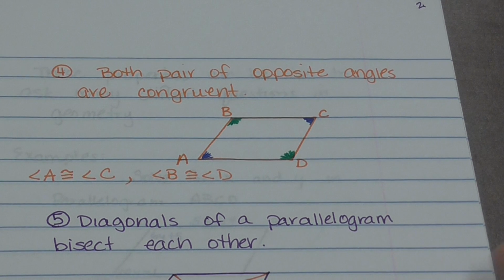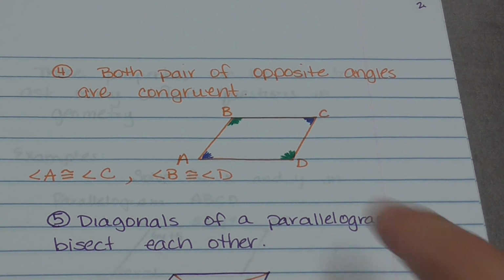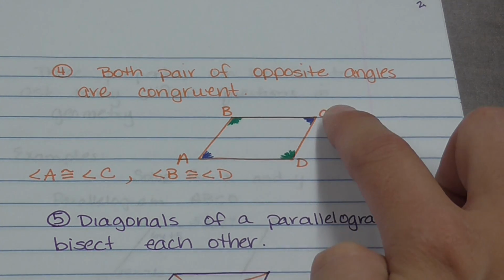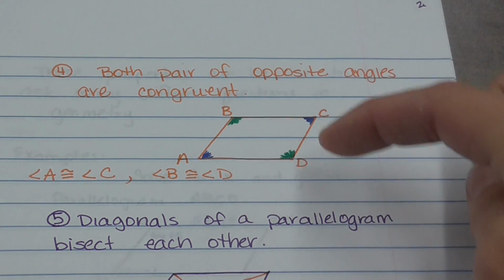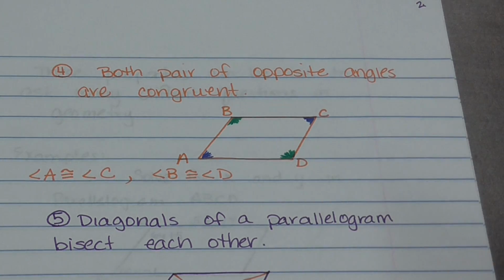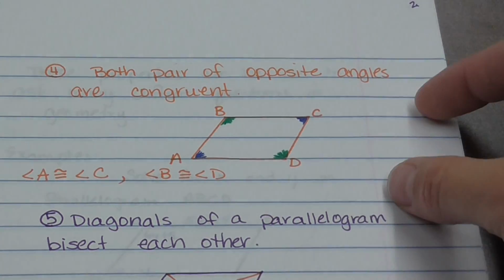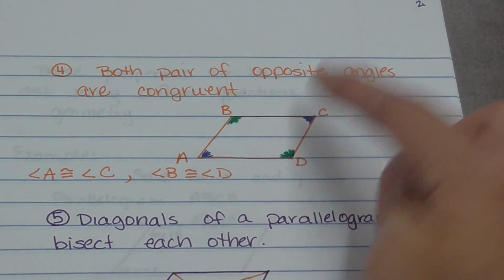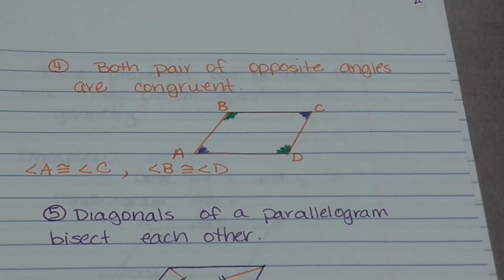Both pairs of opposite angles are congruent. I don't know if you can tell the difference in color. These are blue angles, they match each other. So angle A is congruent to angle C. Angle B is congruent to angle D. What you've got to think about here is if these are parallel lines and transversals to each other, then what we get here is alternate interior angles.